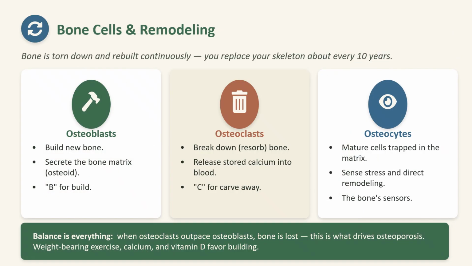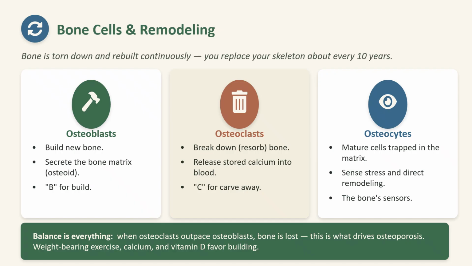Here's the physiology that makes bones living tissue. Three cells, and the tug-of-war between them that explains most of the skeletal disease you'll ever see. Osteoblasts build. They secrete the bone matrix called osteoid and then mineralize it. A simple memory trick, B for blast, B for build.